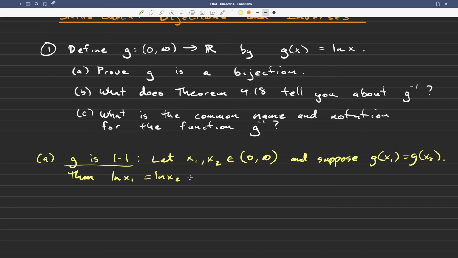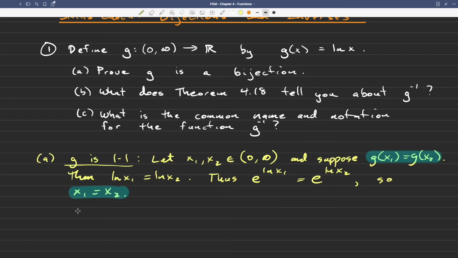You may remember some properties about how the natural log interacts with exponential functions. So we could do something like e to the natural log of x1 equals e to the natural log of x2, because we're using another function we know about, the exponential function, and if I put equal inputs into it, I get equal outputs. But then we know that e to the natural log of something is just that something, so you get x1 equals x2. There you go, you have started from the premise that g of x1 equals g of x2, and you've arrived at x1 equals x2.